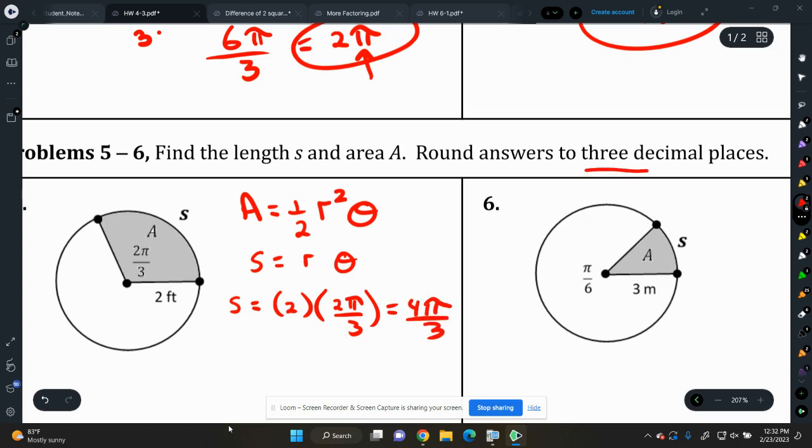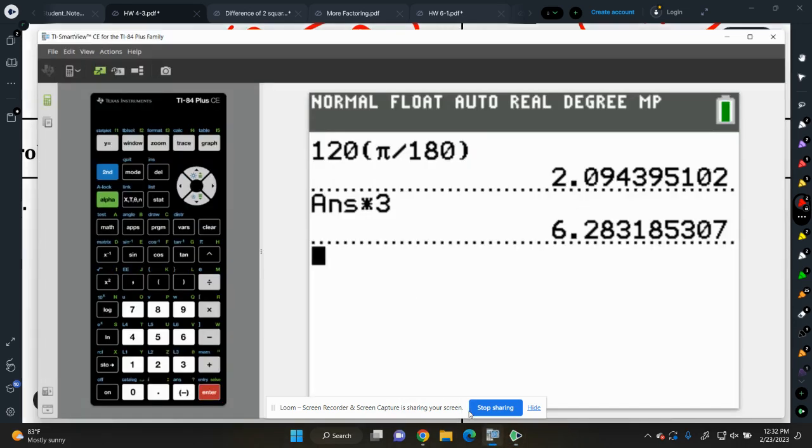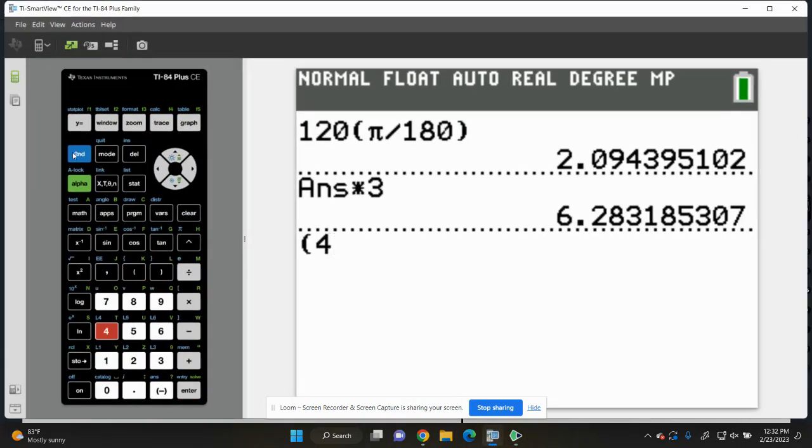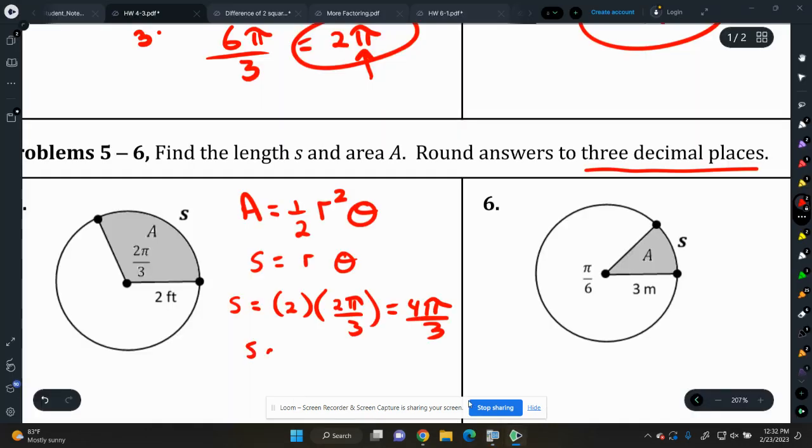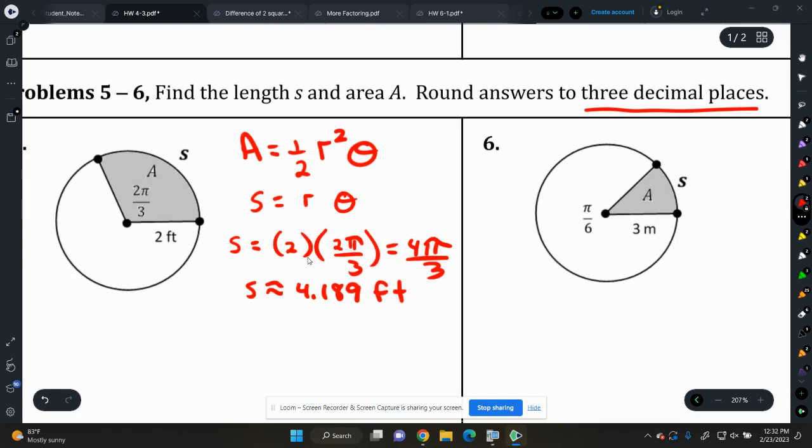It says to round my answer to 3 decimal places. So I'm going to do 4 pi. Let's try that again. So that is 4.18879. So I'll round it to 4.189. S is approximately 4.189 feet. Good with that one?